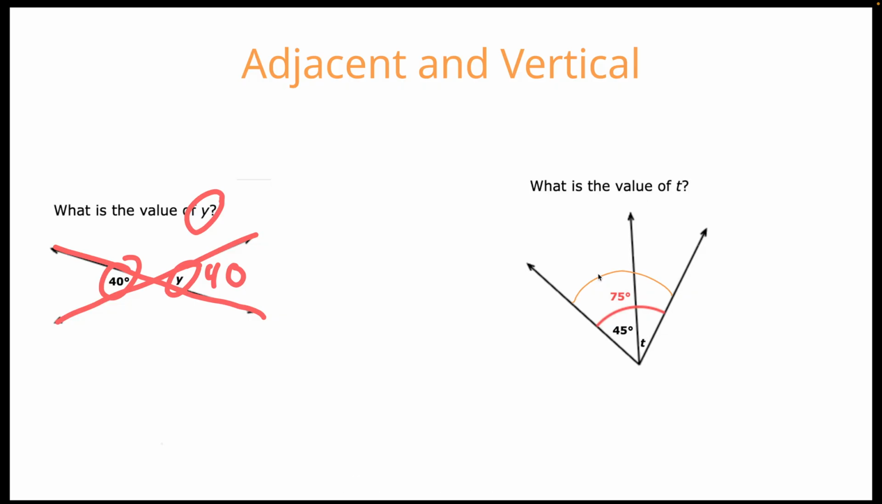So let's put those words that we just said into an equation. It says t plus 45 has to equal 75. This corner plus this corner has to equal the full 75 degrees. This you might solve in your head. If you solve it algebraically, this is what it would look like. And no matter how you solve it, you should get t equals 30. 30 plus the 45 gives me the 75.